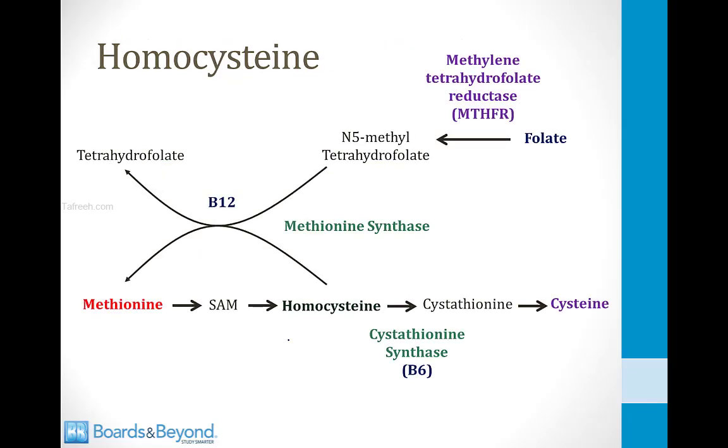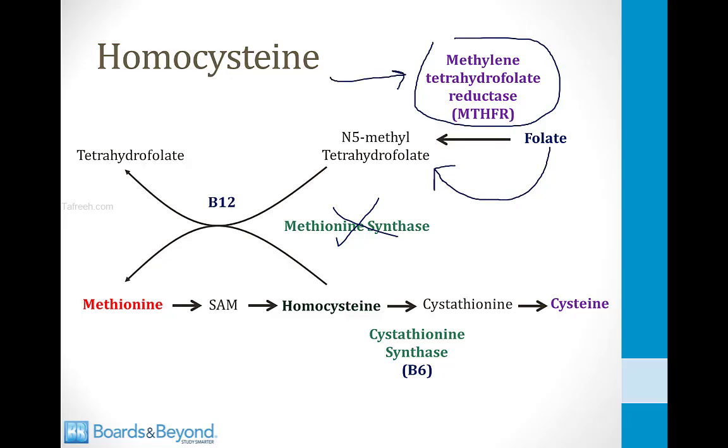If we go back to this slide again, some less common causes of high levels of homocysteine include deficiency of this enzyme here, and then methylene tetrahydrofolate reductase is involved in metabolizing folate into N5-methyl tetrahydrofolate. So if this enzyme is dysfunctional, you can also get high levels of homocysteine.